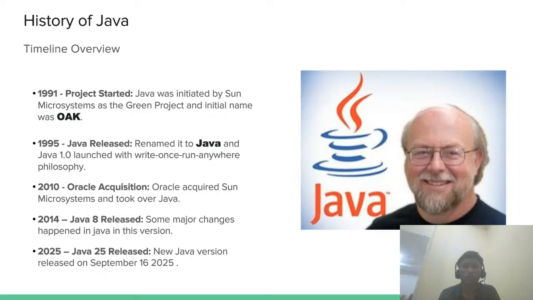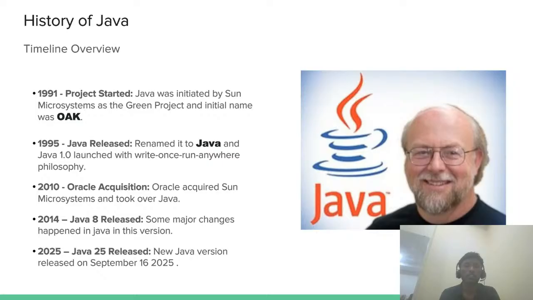It almost took 4 years. In 1995, Java was released and renamed to Java, because Oak was not that unique. It was not that comfortable, because it's a silly name, and it was a tree name. So they wanted another name, and they renamed it Java in 1995.